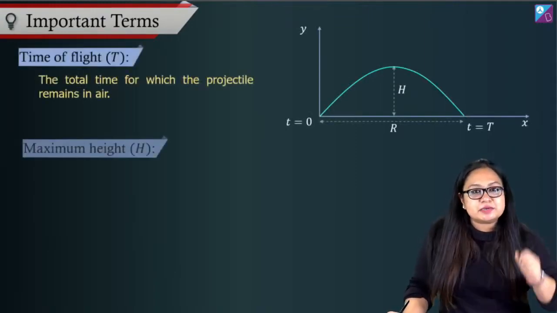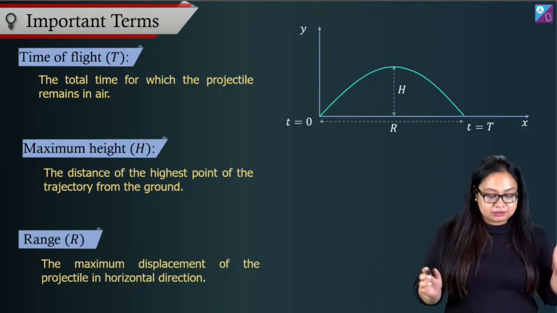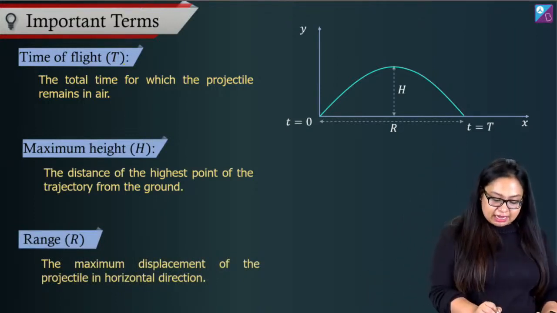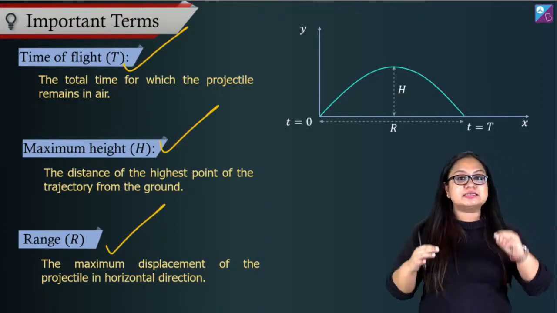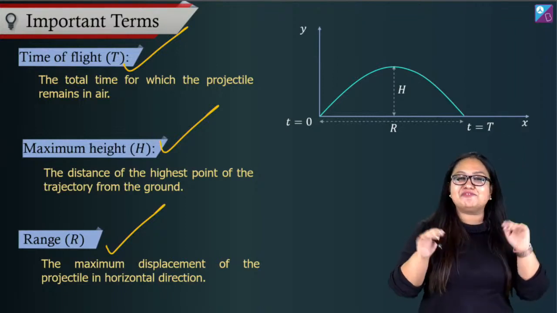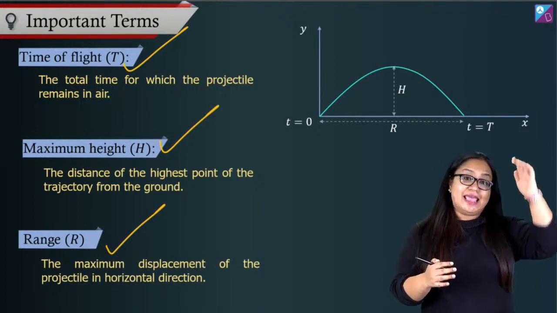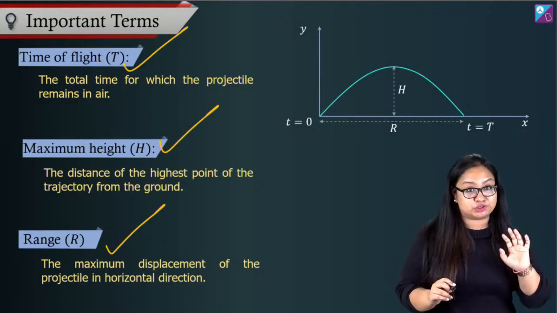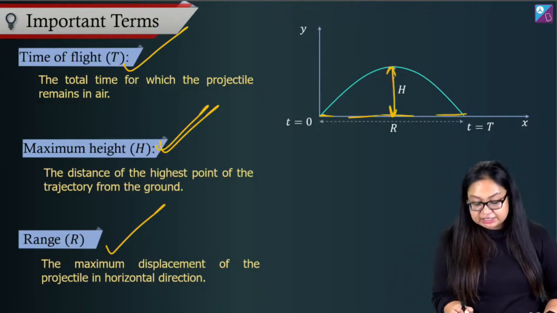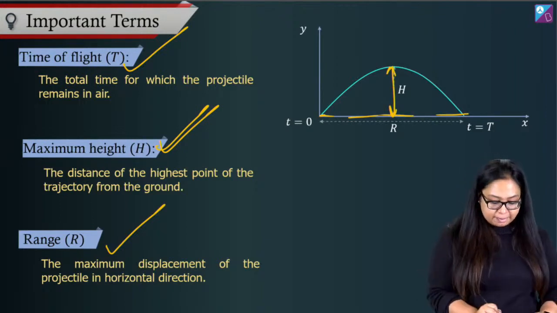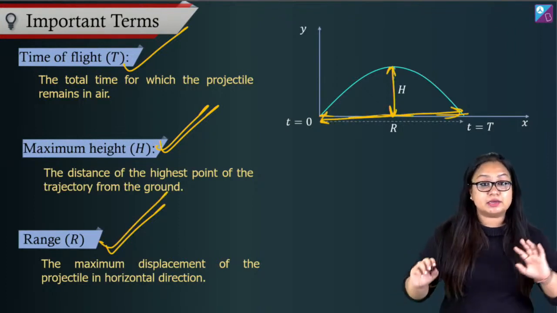Now, important terms in projectile motion. What are the different terms that we are looking at? For any projectile motion, we are looking at three important terms: time of flight, maximum height, and range. What is time of flight? As I told you before also, time of flight is the time for which the body is flying. How long does the body fly? The time for which it is in air. That's all. The time for which it is in motion. Maximum height is the maximum height that it attains from the level from which it is projected, the level from which it is thrown. Range is the horizontal distance, the horizontal displacement covered by the projectile.